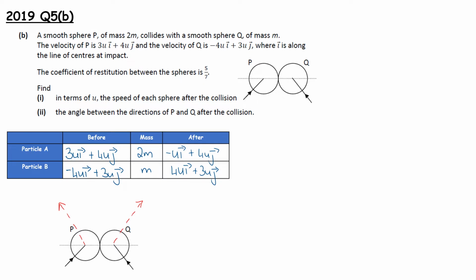So now let's look at part 2. We have the same table as before. This should be P and this should be Q. We have before and after filled in correctly, and we just have a little diagram below which shows the deflection. So we can see that P is going to go off to the left and Q is going to go off to the right. We know this because we've just worked out the vector of after for each. So part 2 asks us for the angle between the directions of P and Q.